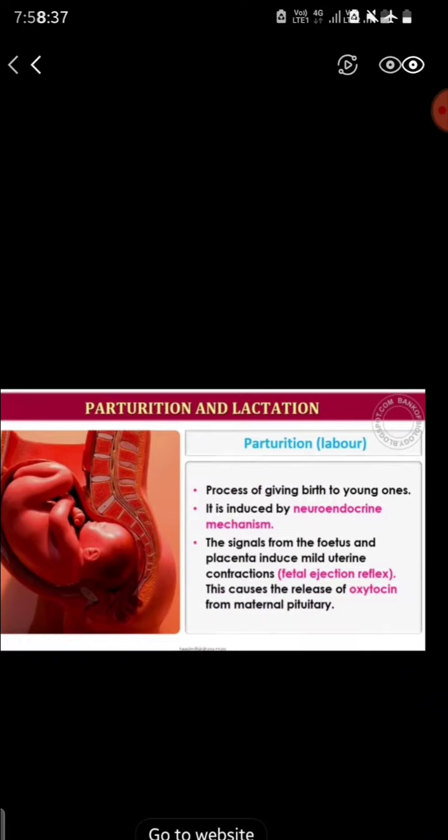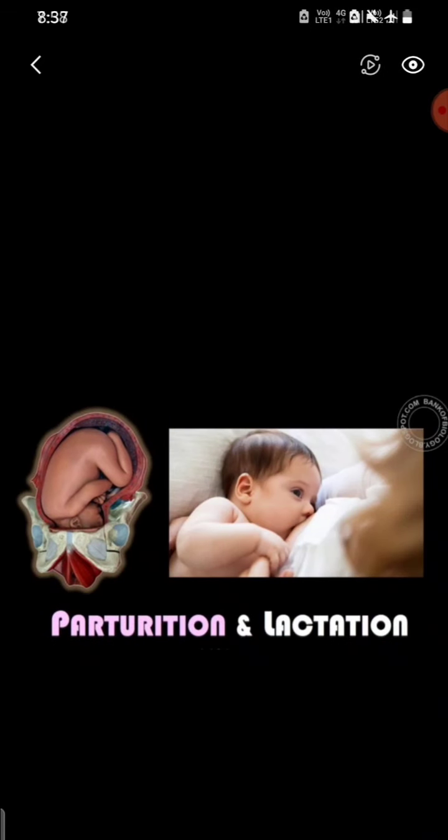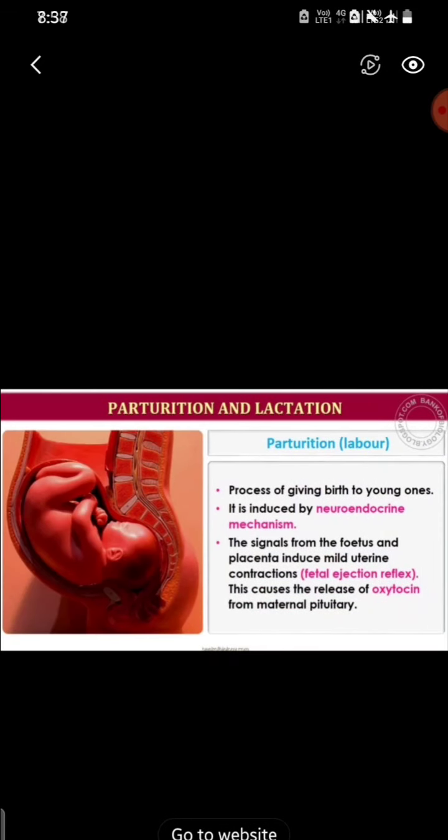Okay, so next, parturition and lactation. Parturition, or labor, is the process of giving birth to young ones. It is induced by a neuroendocrine mechanism. The signals from the fetus and placenta induce mild uterine contractions, the fetal ejection reflex.